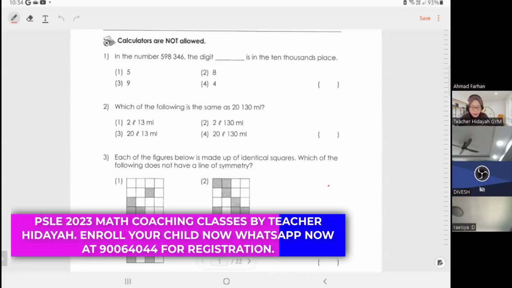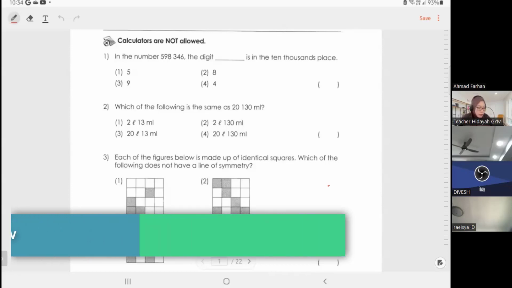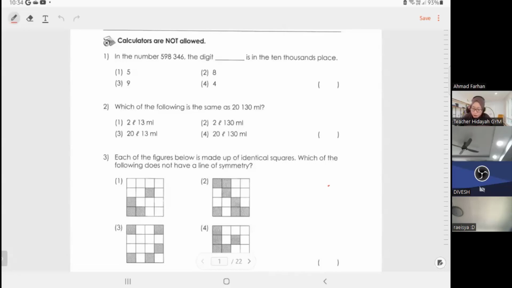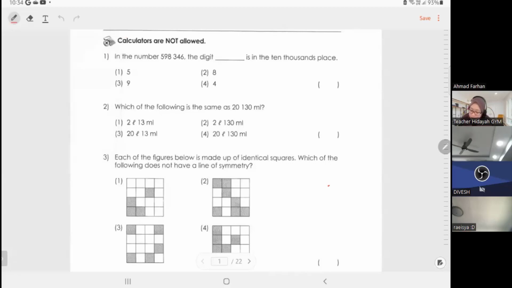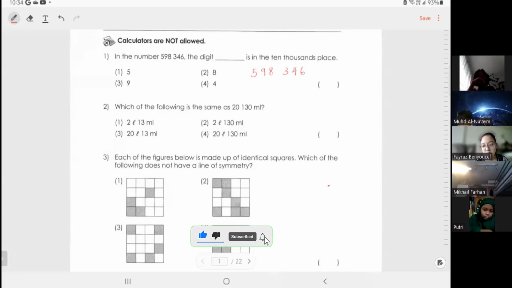Okay, in the number 598,346, the digit, what is in the 10,000s place? Okay, so you have the digits 5, 9, 8, 3, 4, 6, 10,000 place. If you do not know this by now, then you really have to work on your place value.